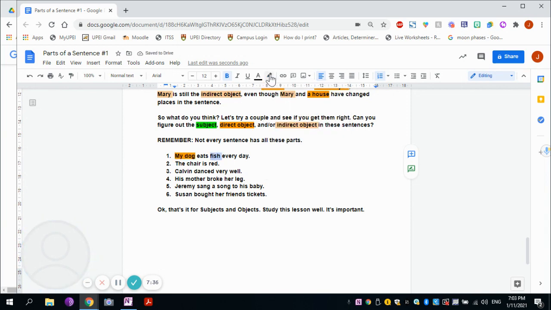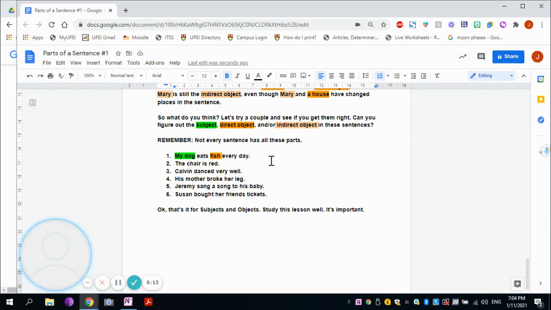So fish, oh, I'm making a mess here. Okay, let's try again. My dog is the subject, and he eats fish. So fish is the direct object. Now, every day tells us when my dog eats fish, and that's not a direct object or an indirect object or a subject. It's something else. So we won't worry about that. This sentence, number 1, does not have an indirect object.